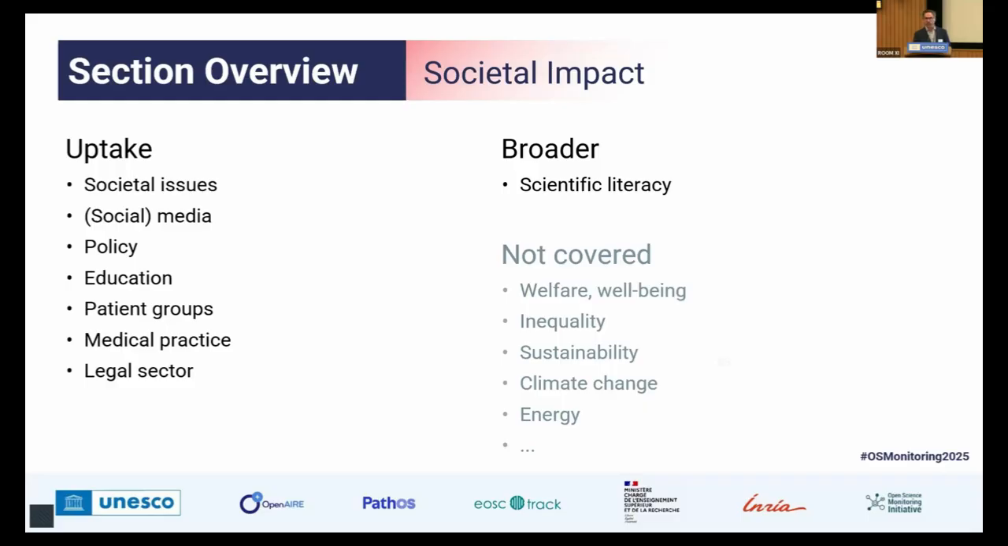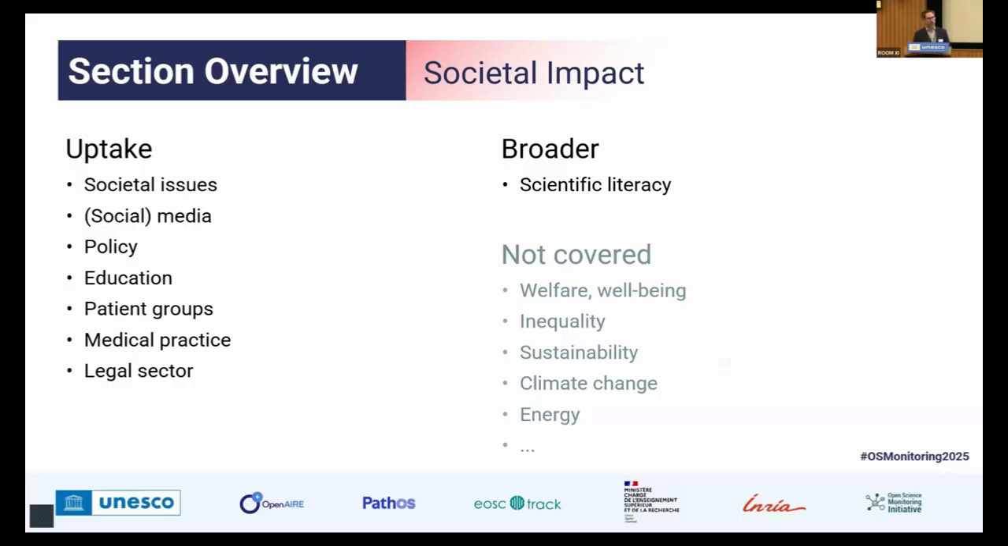Because that's one of the problems with societal impact. We are obviously not experts, and it's not even possible, I guess, to create such a handbook of all societal impacts that can be realized, right? So I have a long list, well, not a long, this is relatively short, but you can make it very long, of all of the different things that we don't cover. And so these are issues like welfare, well-being, inequality, sustainability, climate change, energy, etc., that we are not particularly experts on measuring in society, right? So we would need other people to try to understand that better.